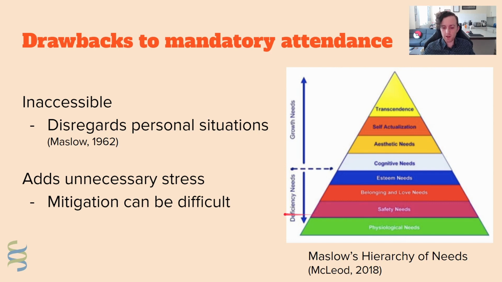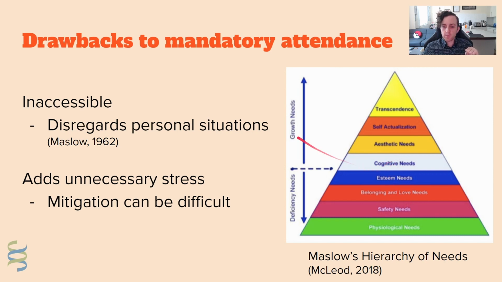this bottom half is the deficiency needs. So these are the things that an individual needs. Baseline needs. They need to feel safe within themselves, feel like they belong and are loved, feel safe, and their physiological needs are met. Food, hunger, warmth, things like that.